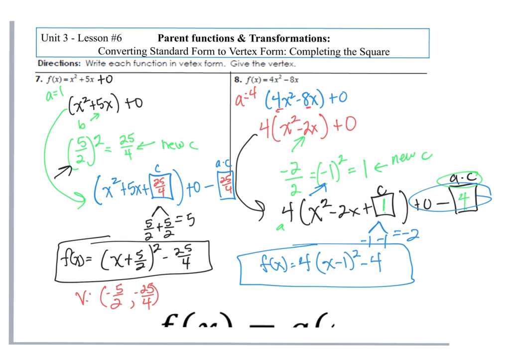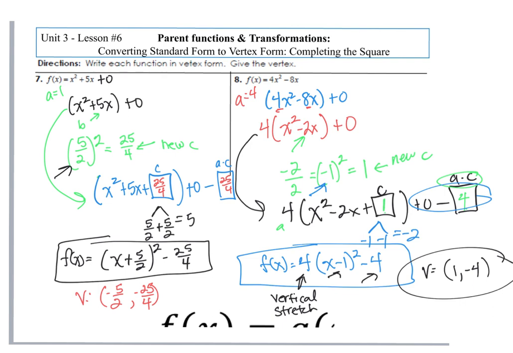What is our vertex? Our vertex just comes from taking what's opposite of inside the parentheses with x, making it positive 1. The y value is the outside value. It stays the same. So our vertex is 1, negative 4. What did this 4 in the front do? Again, 4 is larger than 1, so we have a vertical stretch. This means we got a really skinny parabola here. Vertical stretch of 4. The higher the number, the skinnier the parabola.